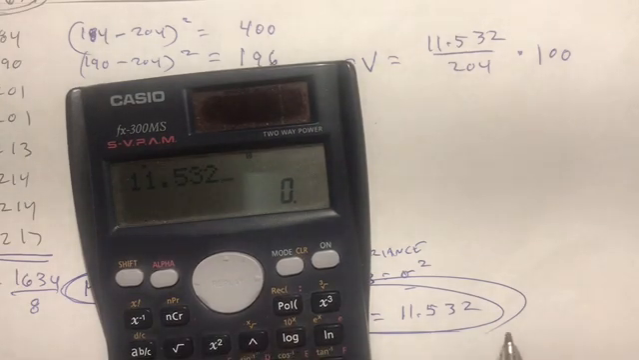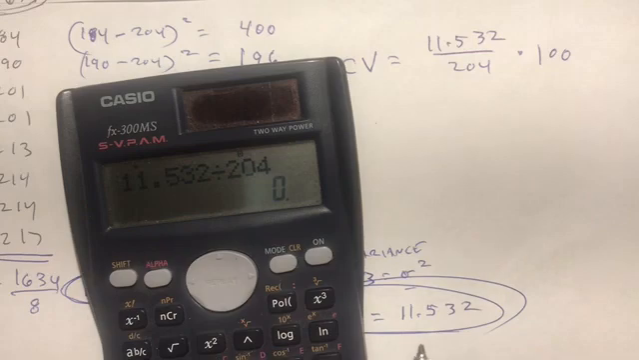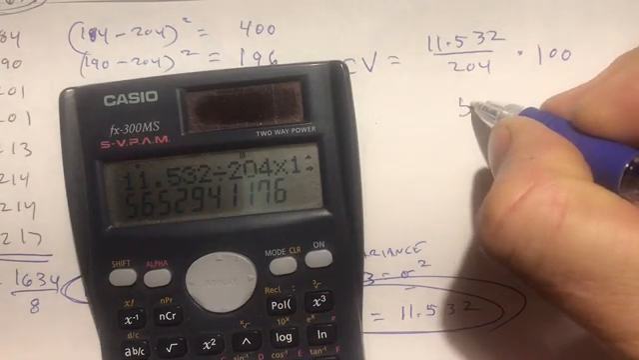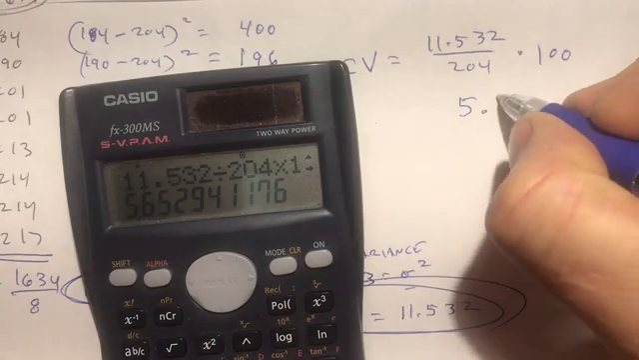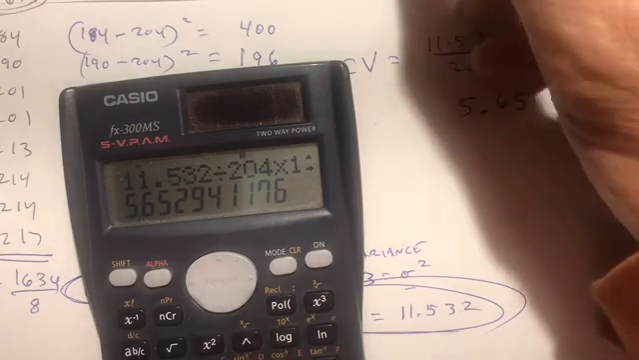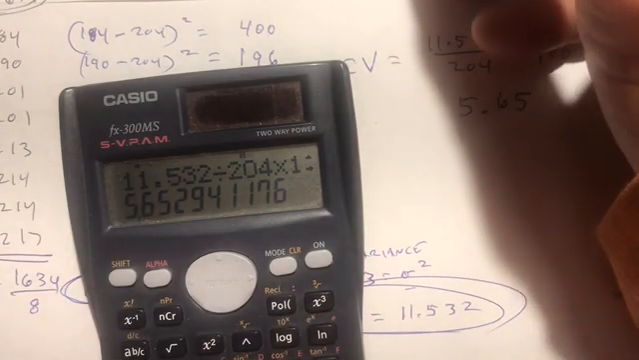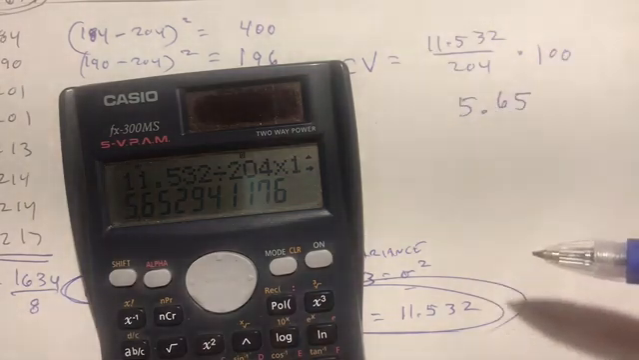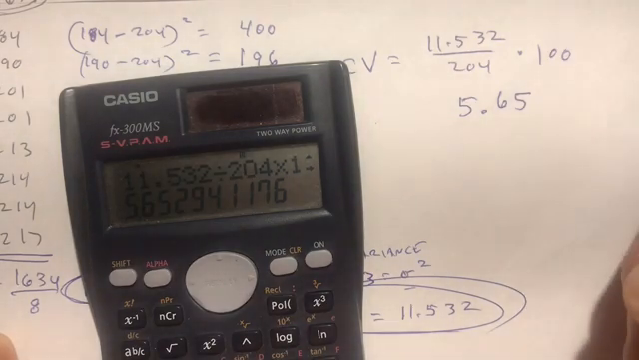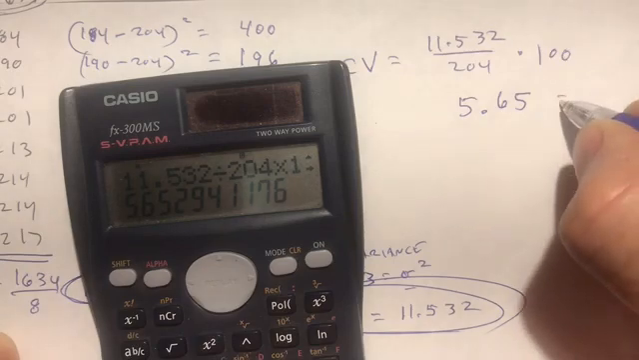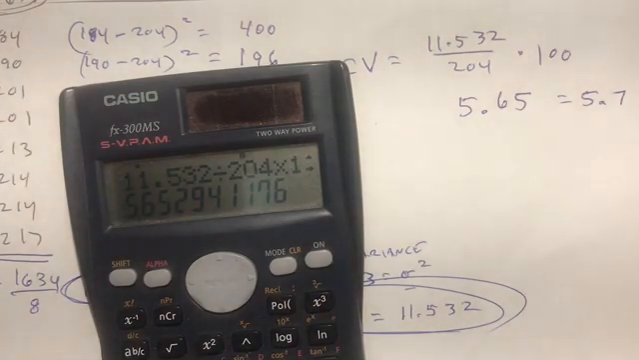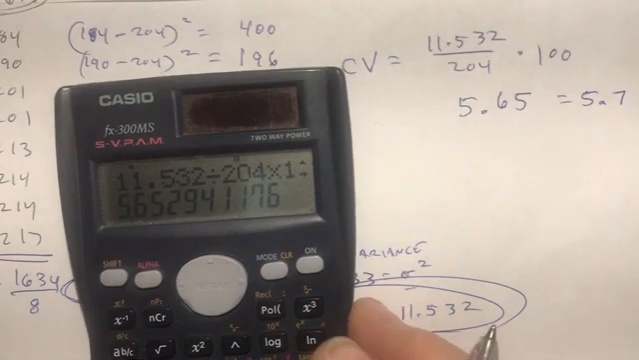11.532 divided by 204 times 100, and I get 5.65. Let's see, does it say round to 1 decimal place? Yes, it does, round to 1 decimal place. So this can be 5.7.